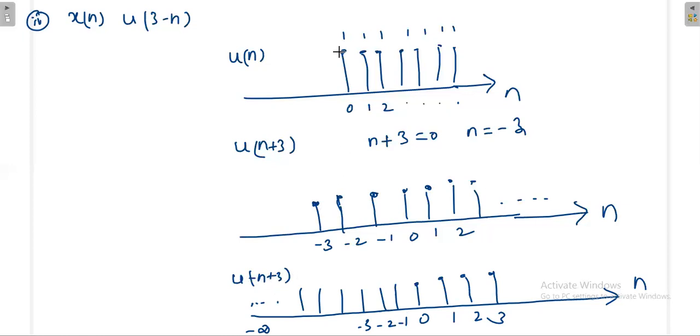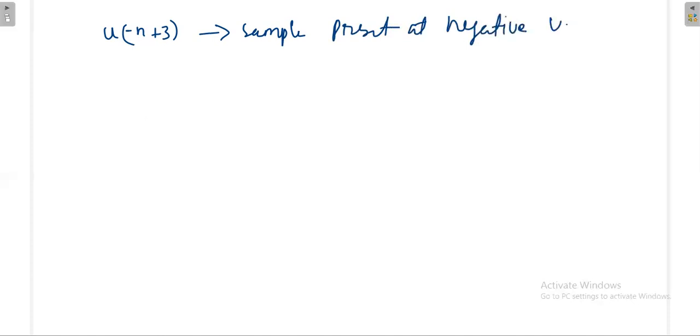Again, it is very simple. Suppose u of minus n plus 3 is given. Anyway, u of n will have constant amplitude, that is 1. As it is minus, definitely it will be having negative values. The samples will be present at negative values. So what is the idea? The samples are present at negative values, surely negative values.